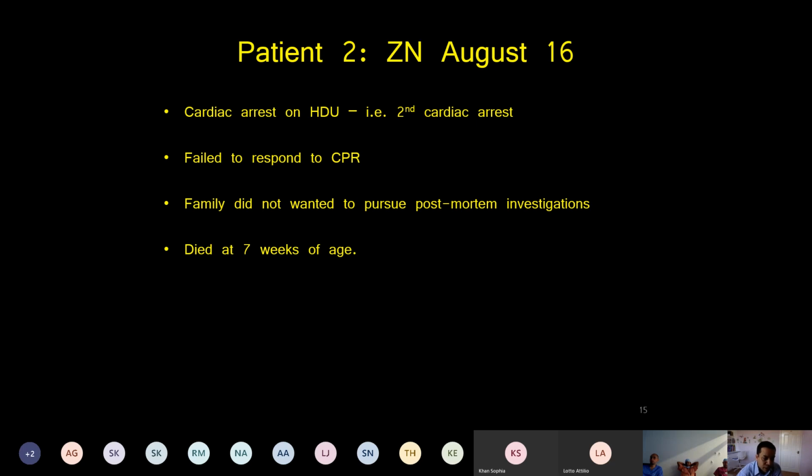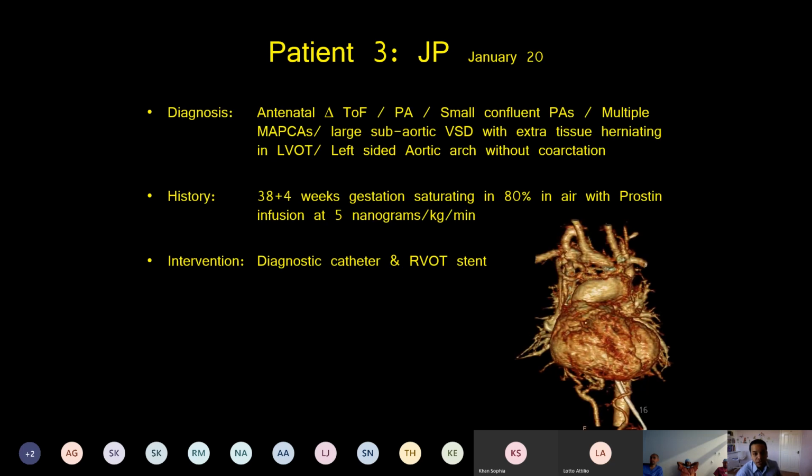But I think as a team, we did pretty well to pull this patient through peri- and post-operatively. Okay, moving on to the third patient, which is Jasper. Jasper was born in January 20, so he's still a little baby.